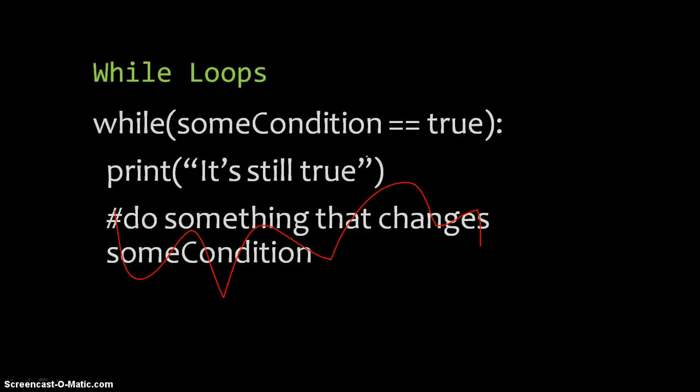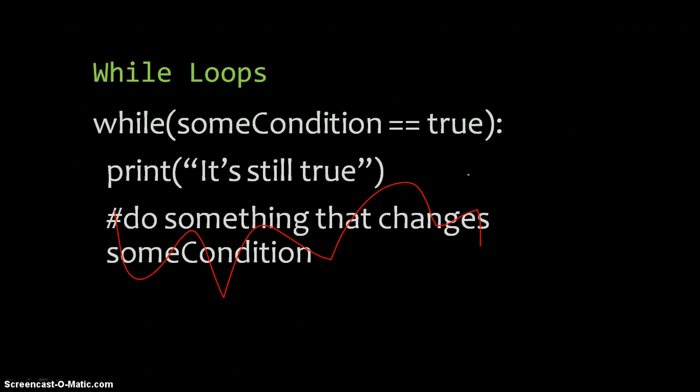So you got to make sure that something changes the condition and that eventually at some point the condition will be false. Otherwise you've got an infinite loop. So be careful about that, especially if you're doing like saying making sure that a number is less than 100 or something.